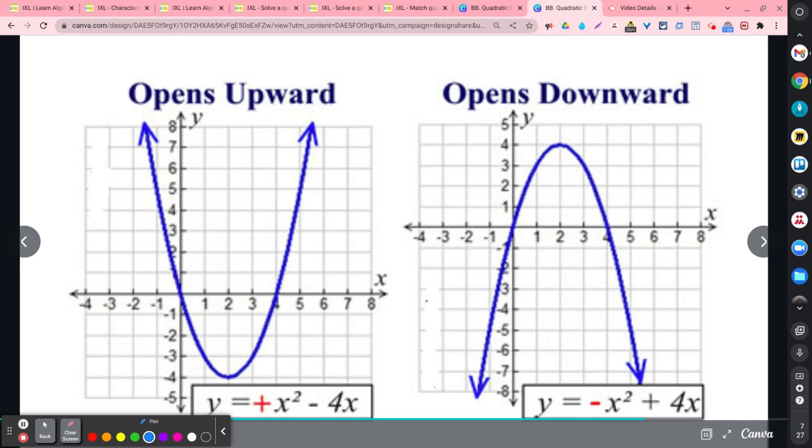Okay, so another thing that you need to know is that parabolas either open upward or downward. When they're opening downward, they have a maximum. When they are opening upward, they have a minimum.